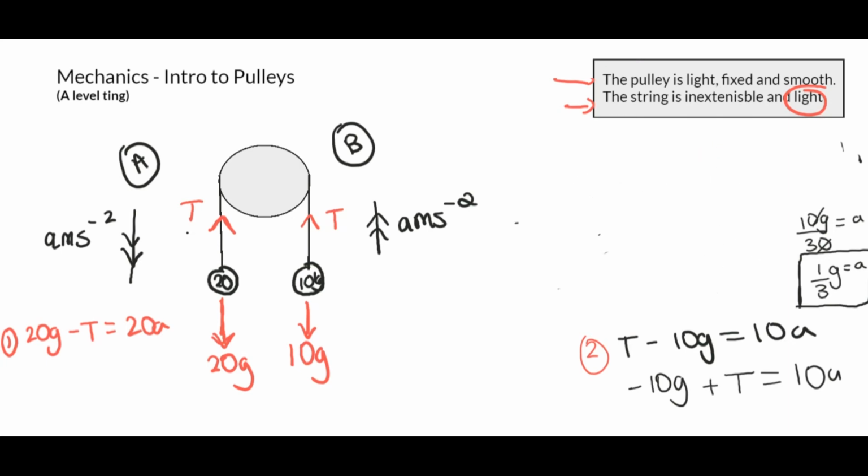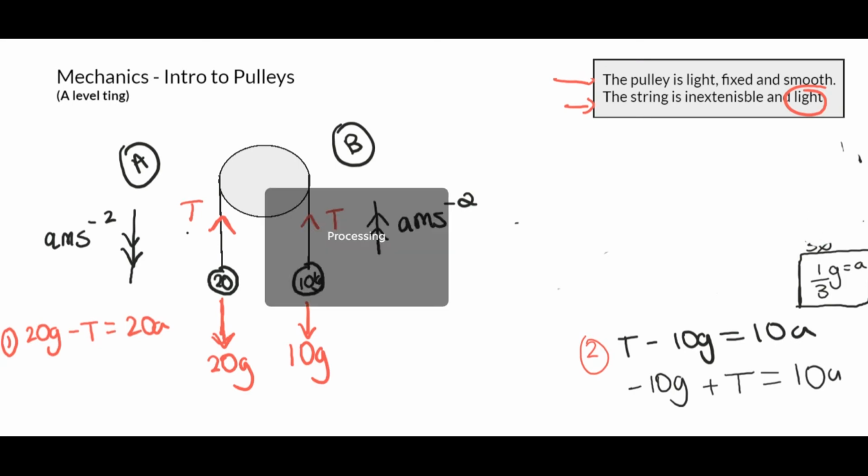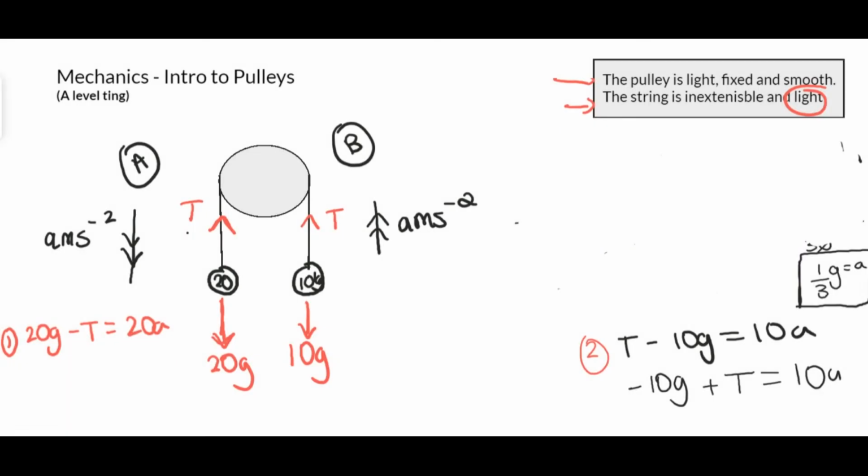So remember what we found? We found A is a third G, yeah? So let me write that down. So now we know A is a third G.